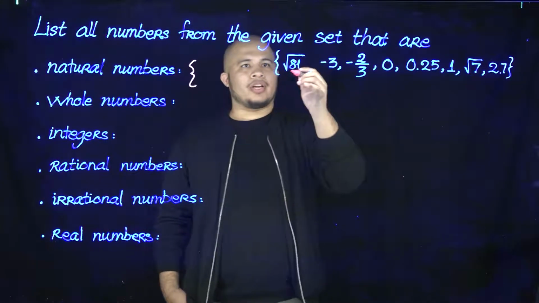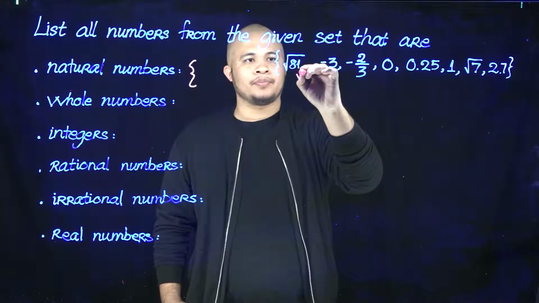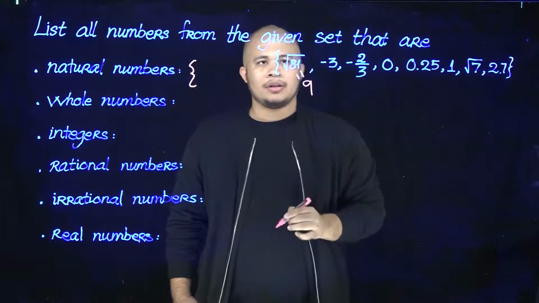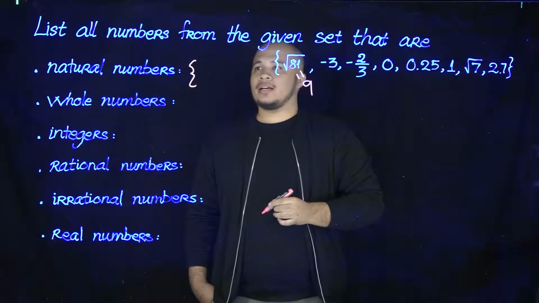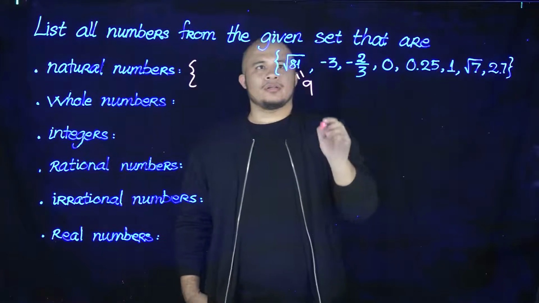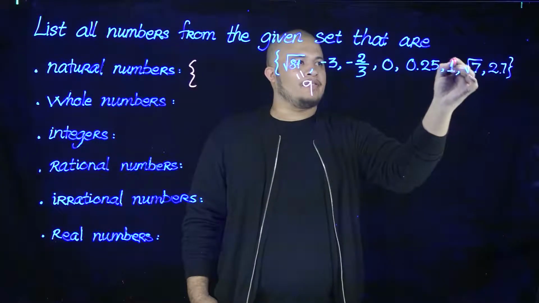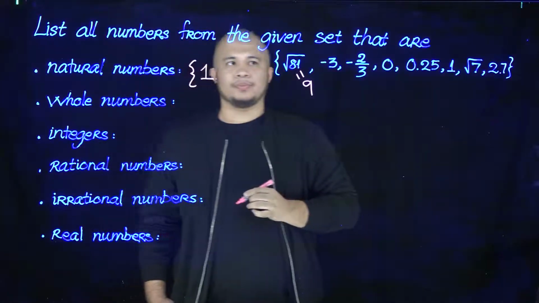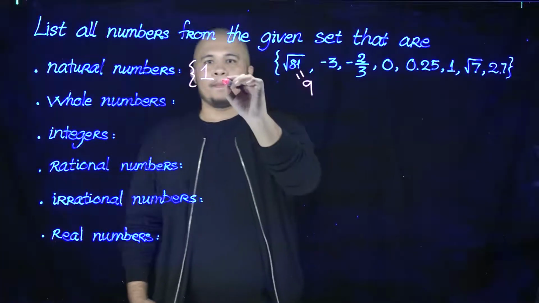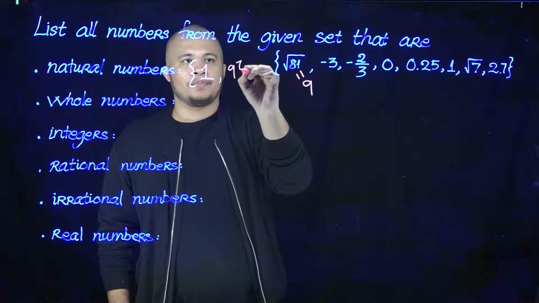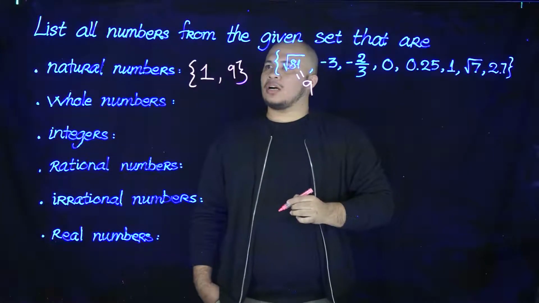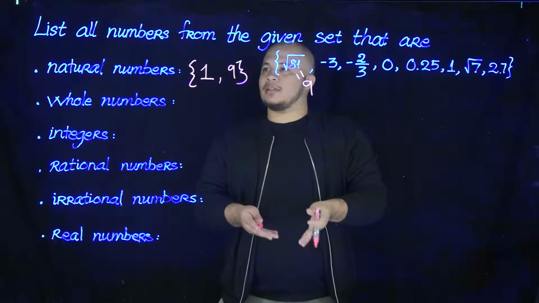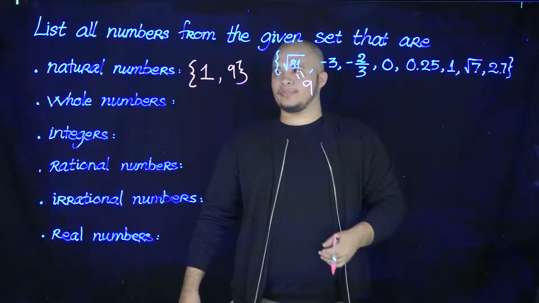So here, if we're counting, this one can be a little bit tricky. Square root of 81, I'll simplify and call that 9. So from this list, I can identify 1 as a counting number. That is natural. And I identify 9 as a counting number as well. So that concludes our natural number set. Just keep in mind, this is a counting number.